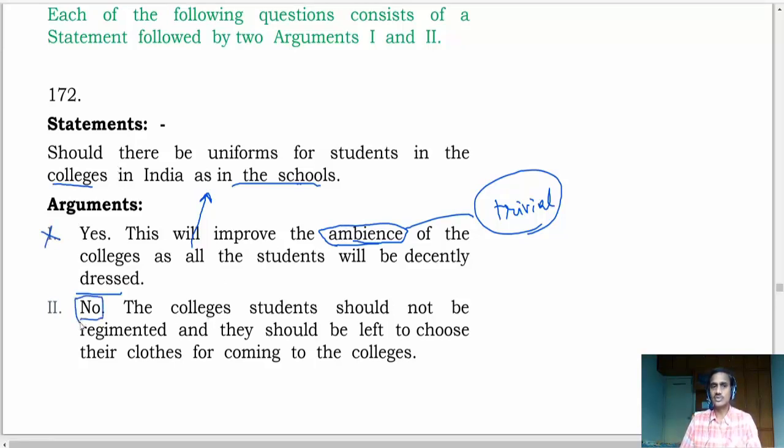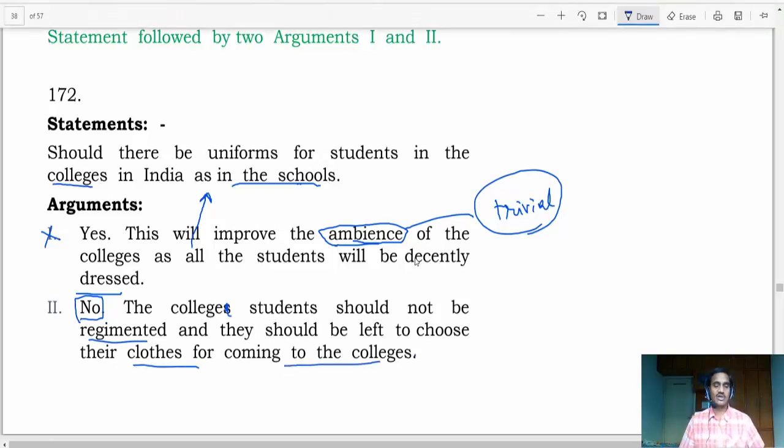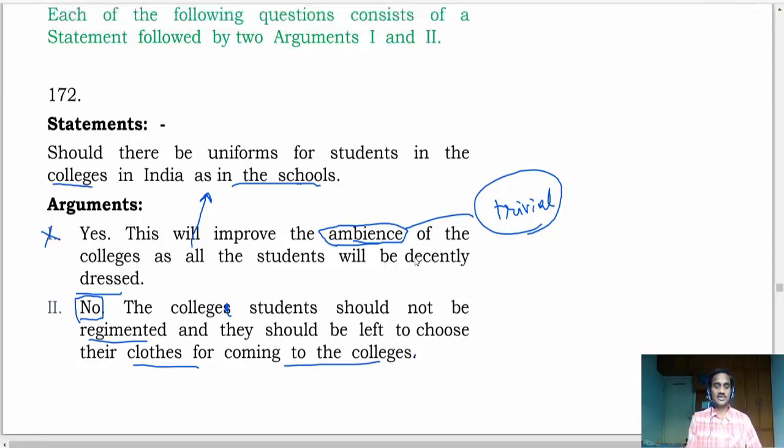If the answer is no, it means uniforms are not needed. Why should they not be introduced? Check whether the reason given is strong or not. "The college students should not be regimented and they should be left to choose their clothes for coming to the colleges." Tell me whether the second one is strong or not.